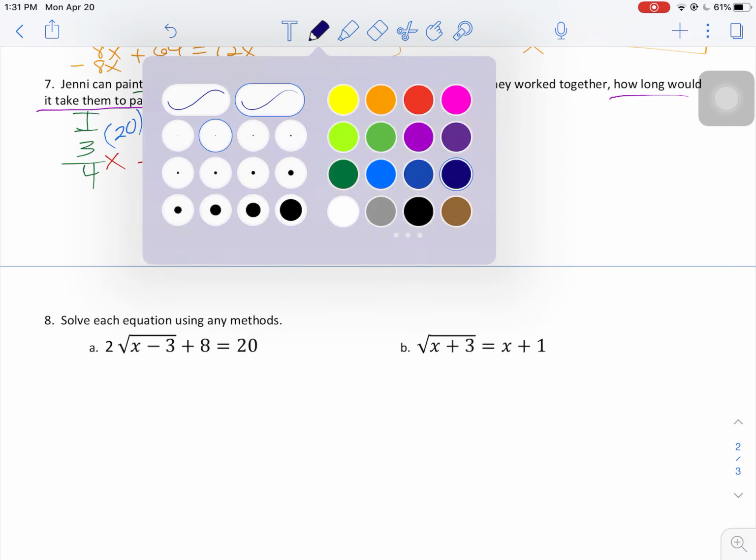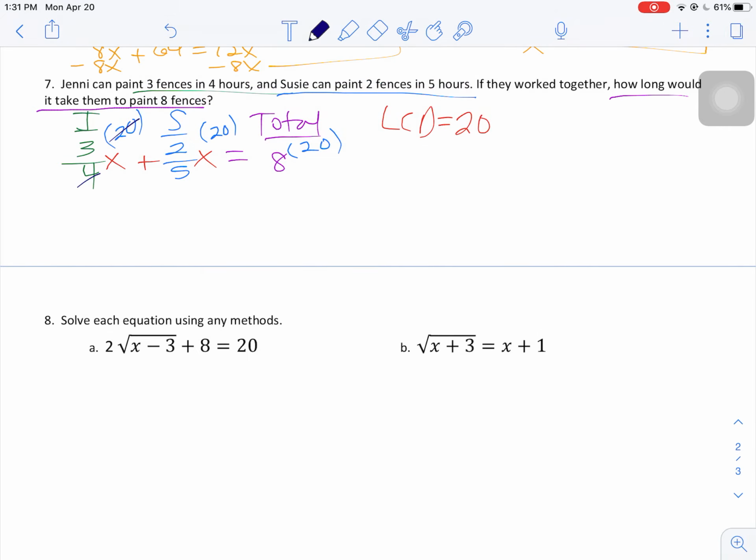So in that first part, we have 20 divided by 4 reduces to 5. In that second fraction, 20 divided by 5 reduces to 4. So then all we have left in that first fraction is 3x times 5. And then in that second fraction, 2x times 4. And then in the back, 8 times 20 is 160. And then we just solve like normal. So 15x plus 8x equals 160. 23x equals 160.